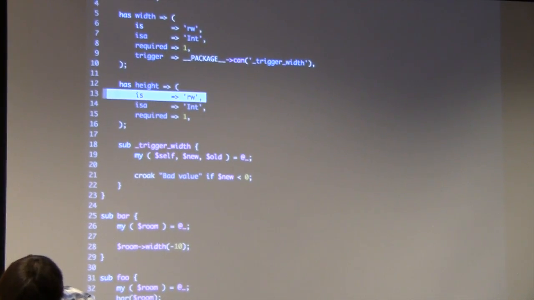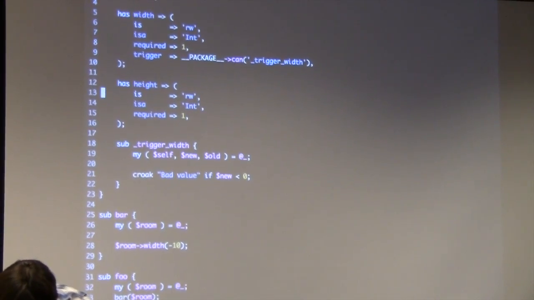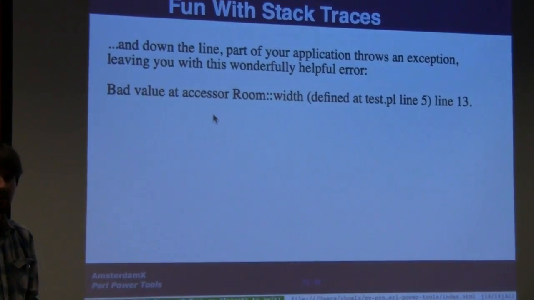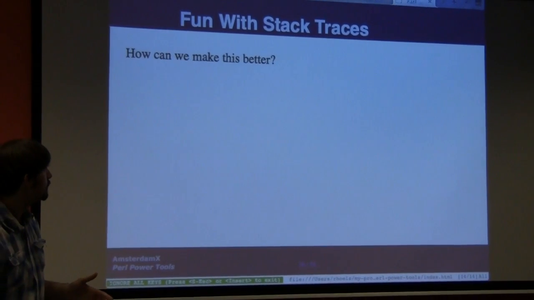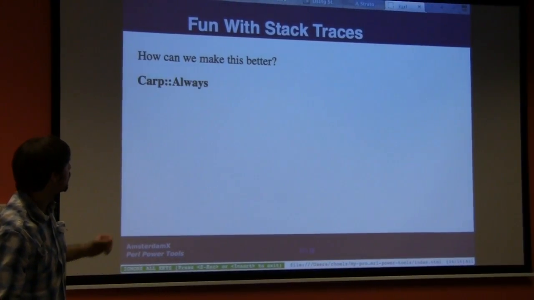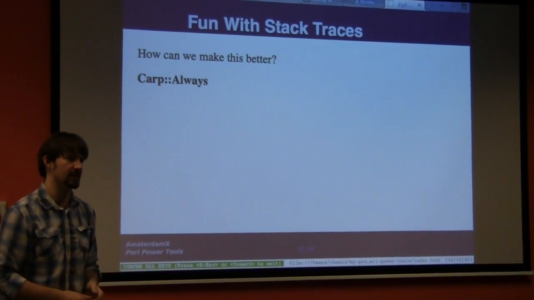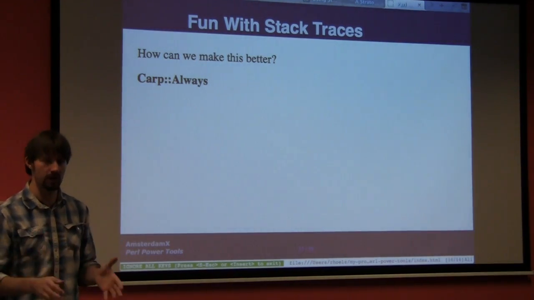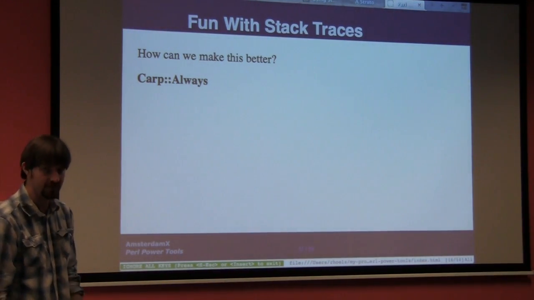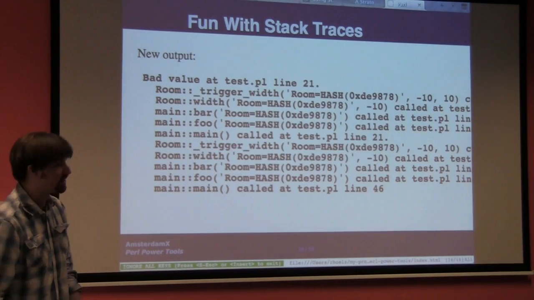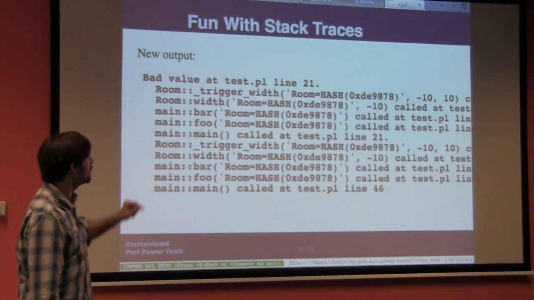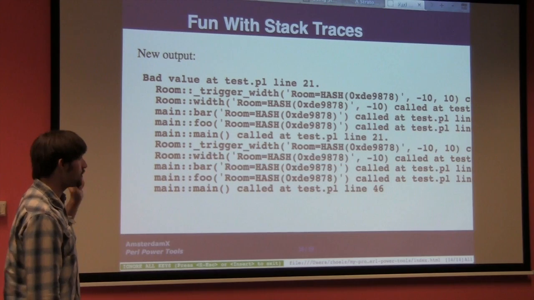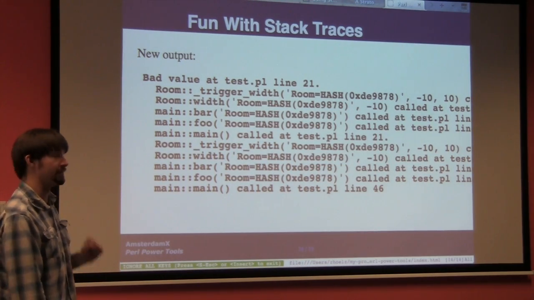Line 13, not helpful. So what we can do here is use another pragma-like module called Carp::Always. What Carp::Always does is, when your application dies or croaks or whatever, it automatically prints a stack trace. So instead of that useless line of output we just saw, you get a full stack trace. Happened at line 21, and this is what it was called, and everything. I don't know why this stack trace is appearing twice, but I don't care enough to fix it.